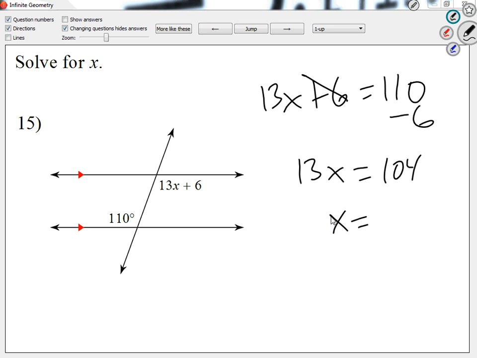Not 6. 8. You guys have no decimal. If you come up with a decimal, go back and check. Any question?